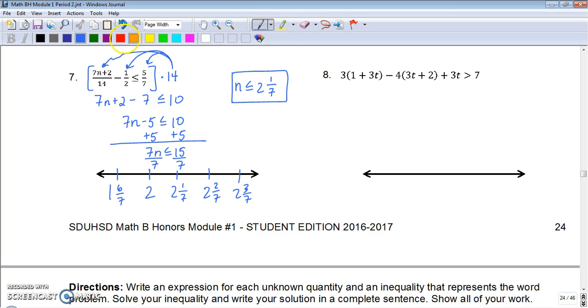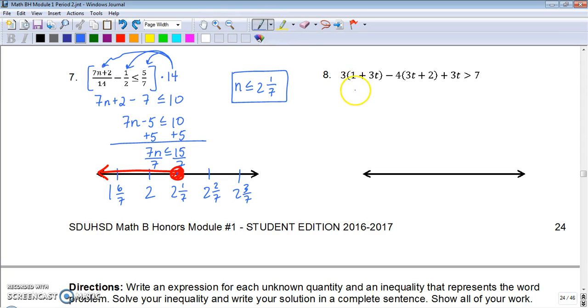And this is a closed circle because it has the part equal sign there. And we're going to shade to the left. Remember this little trick, the arrow essentially tells you you're going to shade to the left. Number 8, and then we'll go to some word problems.